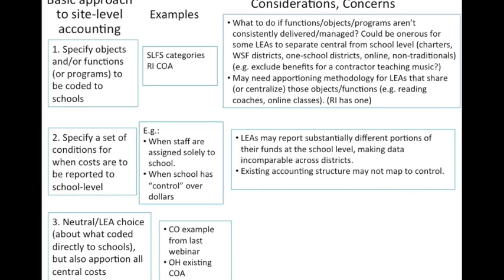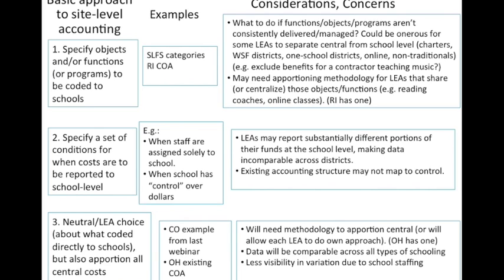And Colorado, in the last webinar, gave a little bit of an example of that. I would say that Ohio's existing chart of accounts looks a little bit like this, and we can talk more about those in a moment. But here are the considerations and concerns: you'll need a methodology, or at least LEAs will, to apportion all their central office money. And Ohio has one, so it says that if it's not at the school level, you'll have to code it the following way to assign it to schools.